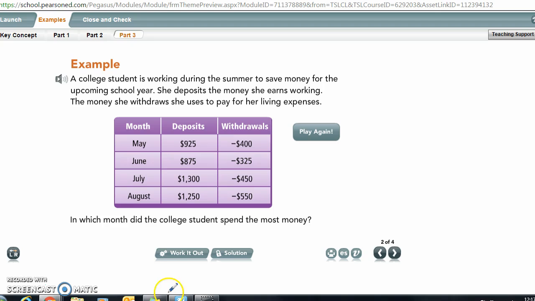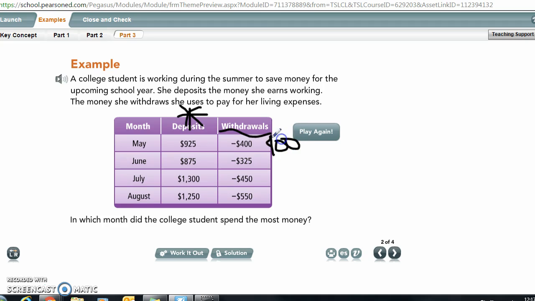So what they want us to do is look at which month did the college student spend the most money. If you think about the bank, a deposit is money that you're putting in. So maybe it's a paycheck, maybe it's your chore money that mom and dad put in there. A withdrawal is what you spend or you take out. So here you can see they take out $400. So they take away $400.